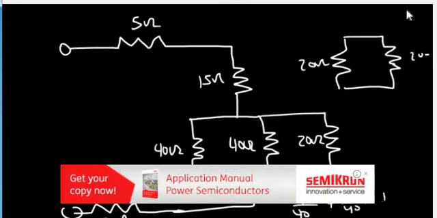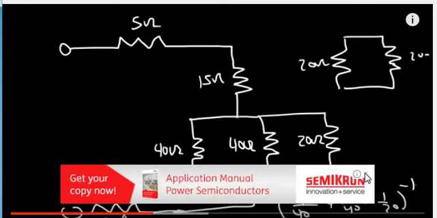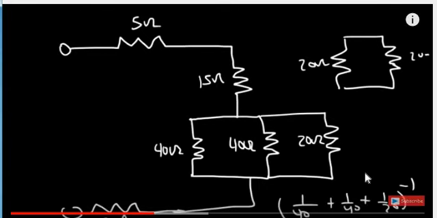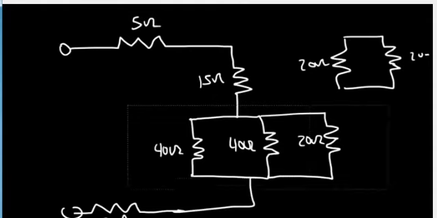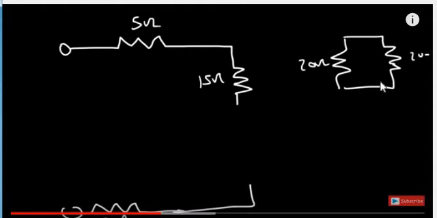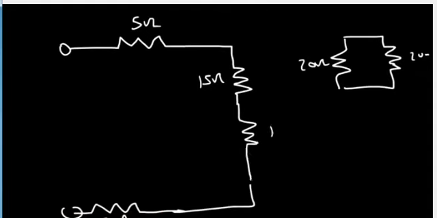Or you can solve it in another way. How? 1 divided by R equivalent is equal to 1 by 40 plus 1 by 40 plus 1 by 20. This will take some time, but we can do it the same way. The answer will be the same, 10 only. But the first method will save your time. So the equivalent resistance of these three parallel resistances is 10 ohms.